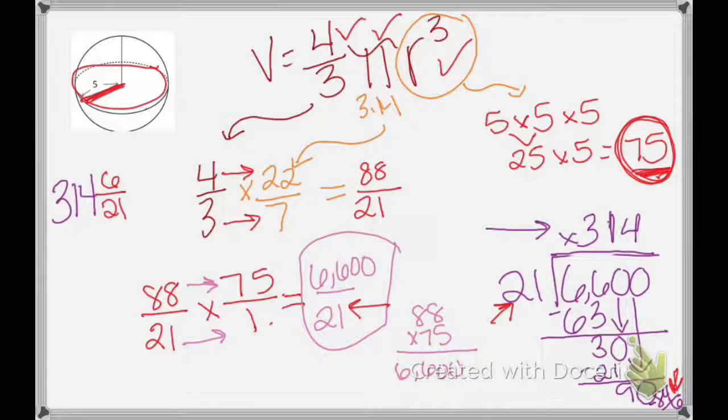This can be simplified by 3. So if I do that, my final answer should be 523 and 3/7.